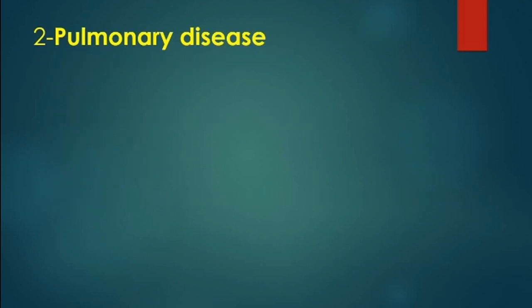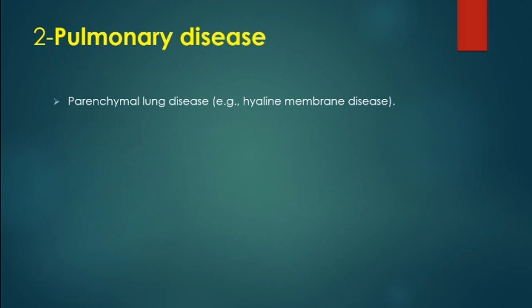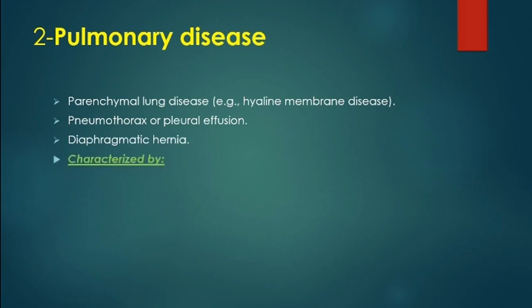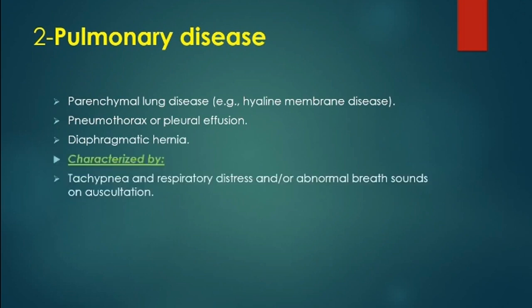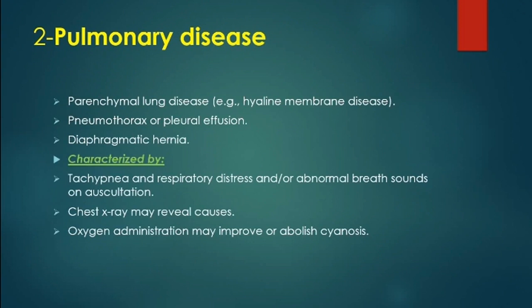Pulmonary causes of cyanosis include parenchymal lung diseases like hyaline membrane disease, pleural diseases like pneumothorax or pleural effusion, chest wall diseases, and diseases of the muscle like diaphragmatic hernia. These are characterized by tachypnea and respiratory distress with abnormal breath sounds on auscultation. Chest X-ray may usually reveal the cause. Oxygen administration may improve or abolish cyanosis.